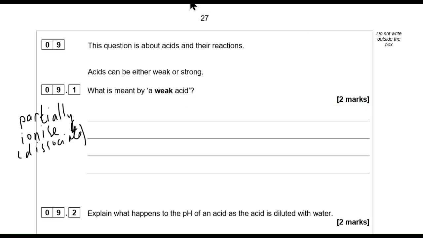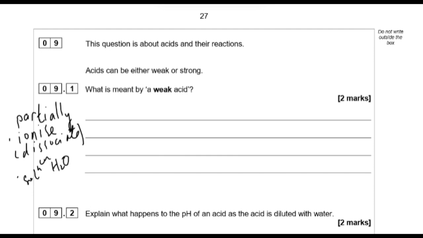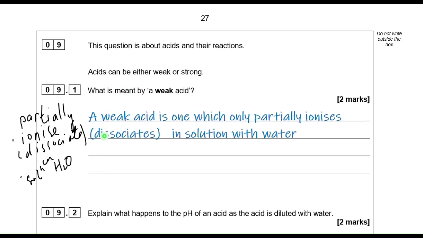If you remember, acids are all about hydrogen ions. Acids provide hydrogen ions. And the more ions they provide, the stronger they are. So acids that are weak are only partially providing these hydrogen ions. And we say this is partially ionizing or partially dissociating. And this, of course, has to be in solution, in an aqueous solution with water. So 1 mark for saying partially ionizing and 1 mark for saying in solution with water.